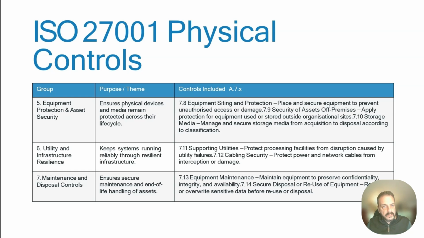The sixth is about utility and infrastructure resilience. So this is ensuring that you have protection from disruption by utility failures. So if, for example, you've got outages of power and things like that, and then protecting your cabling. So people can't just walk up and unplug your router or networking, or plug in and start scanning your network, because you've put the cabling out of sight.